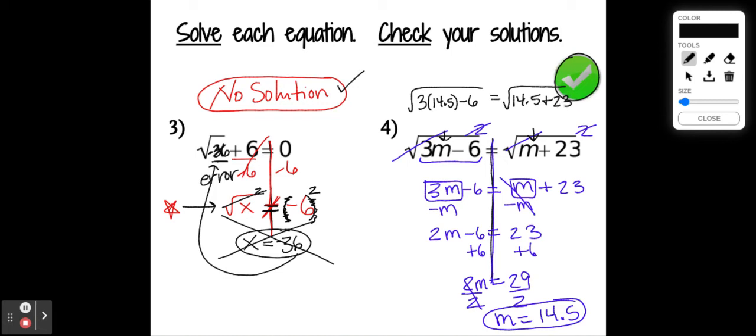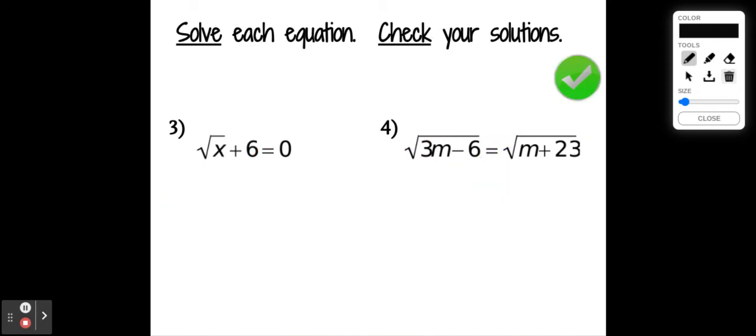Now, if I just evaluate this with my calculator, 3 times 14.5 minus 6 is going to give me 37.5. And over here, if I take 14.5 plus 23, I get 37.5. And so I can see that both sides are in fact equal. Whatever the square root of 37.5 is, they're both going to be that answer. So just by plugging that 14.5 solution back into the original equation, I can see that yes, it does make it true. It's a lot of work, an extra step, checking it.